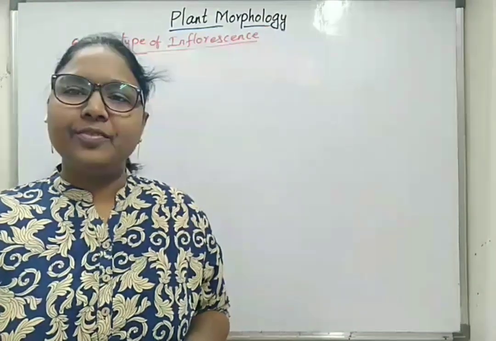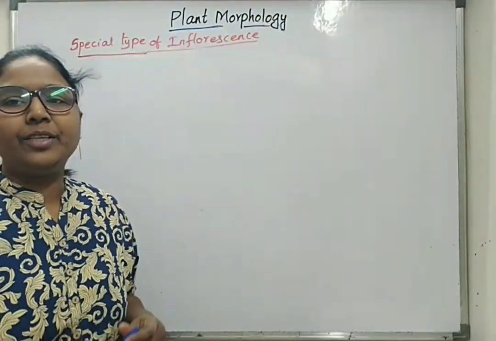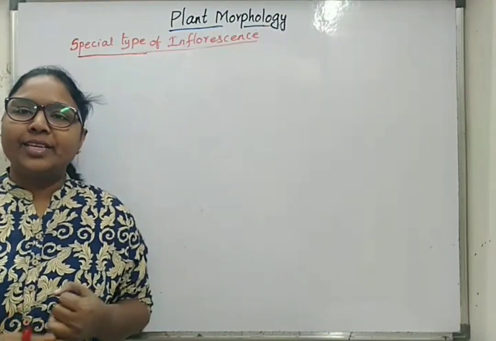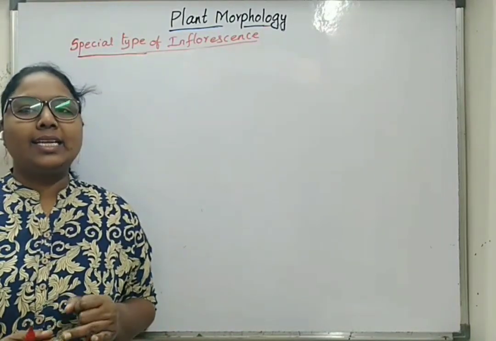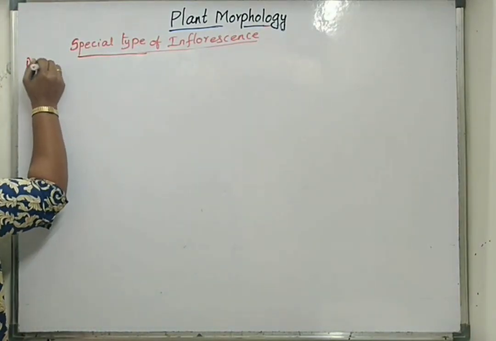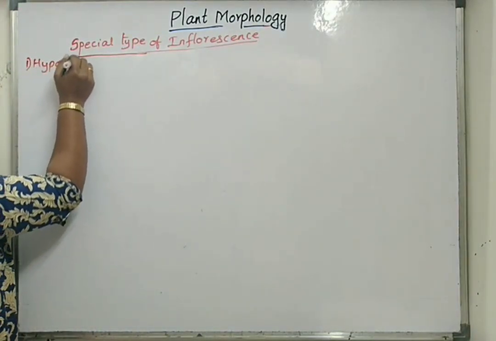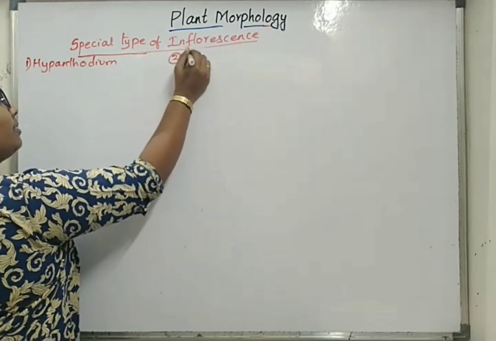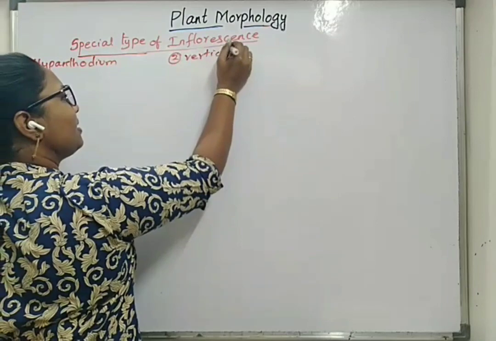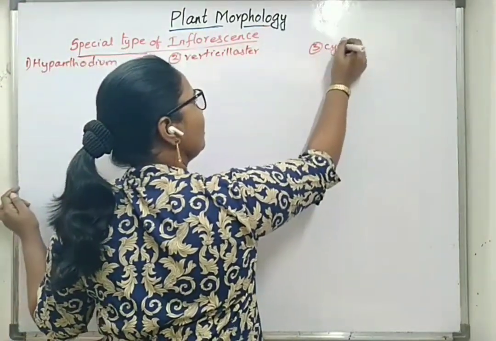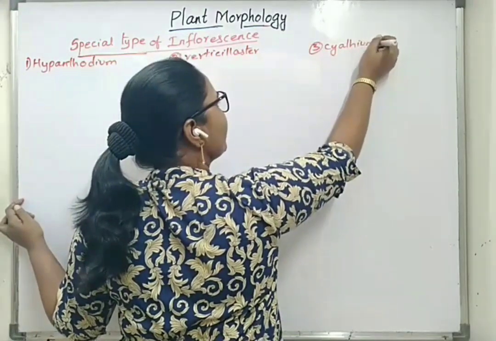Hello students, now we will learn about special types of inflorescence in which we see Hypanthodium type of inflorescence, Verticellaster type of inflorescence and Cyathium type of inflorescence. First one, Hypanthodium. Second one, Verticellaster. Third one, Cyathium type of inflorescence.